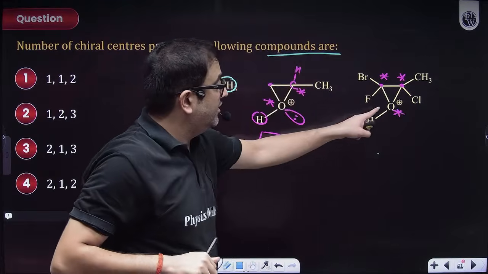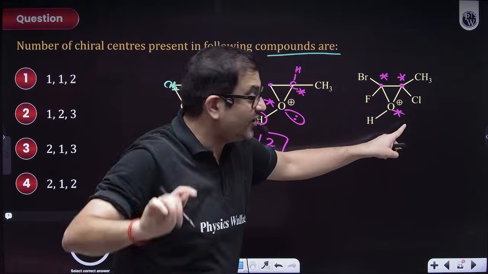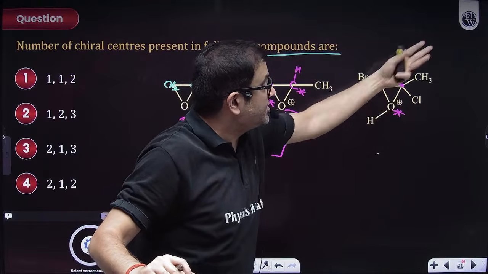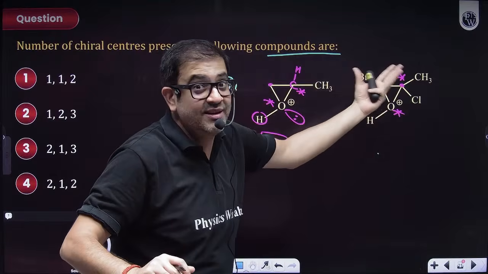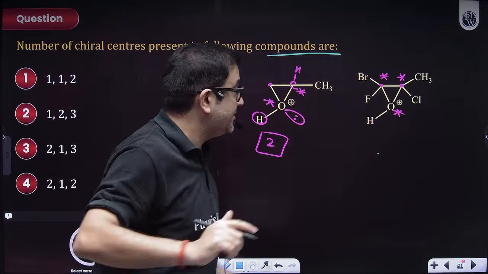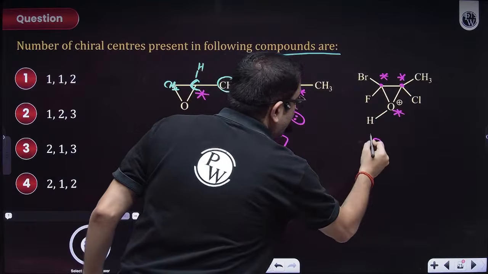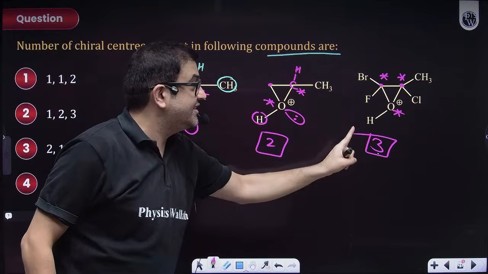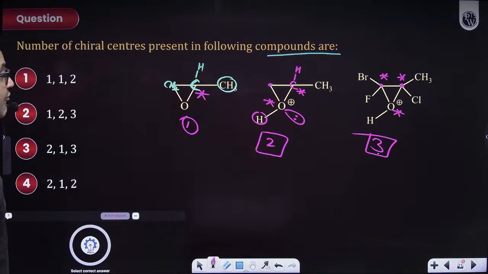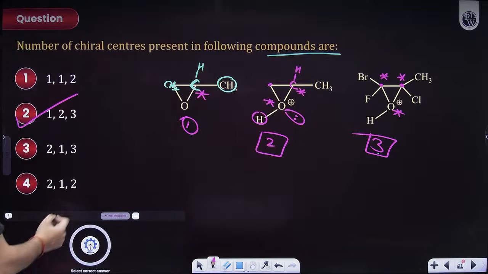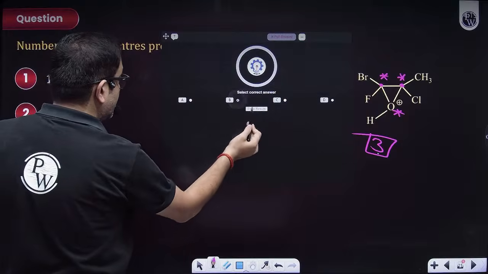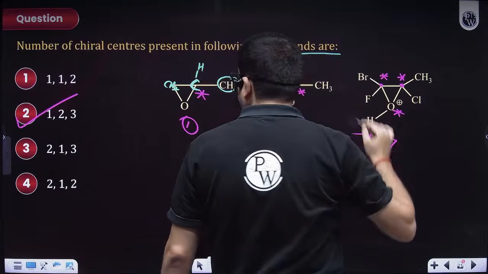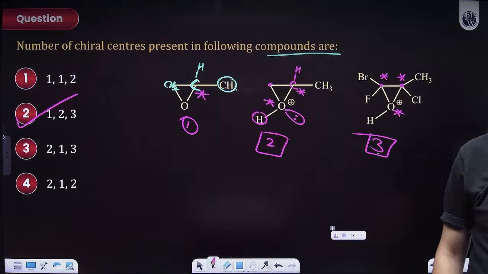Why? Because of the lone pair, sir. So that will not allow it. So one area is the lone pair, one H, one carbon which is CH3, one carbon which is Br. So obviously all bonds are differently substituted. So how many chiral centers do you have? Sir, 3. So 1, 2 and 3 is option 2. 20%. I hope everybody is clear. 1, 2 and 3.